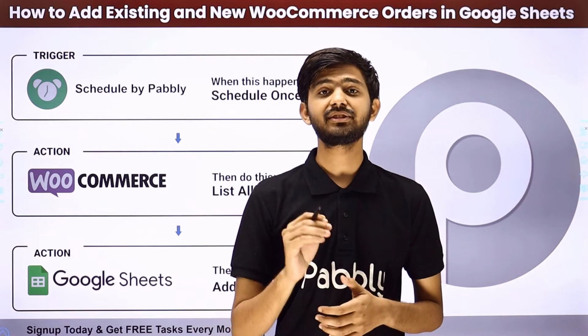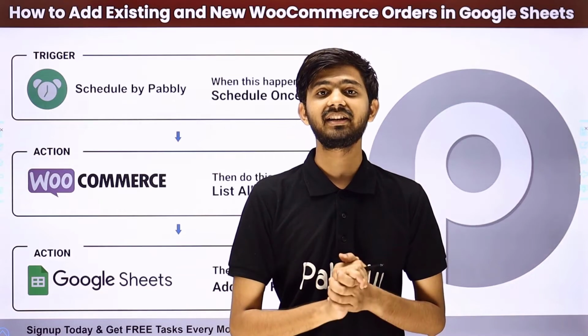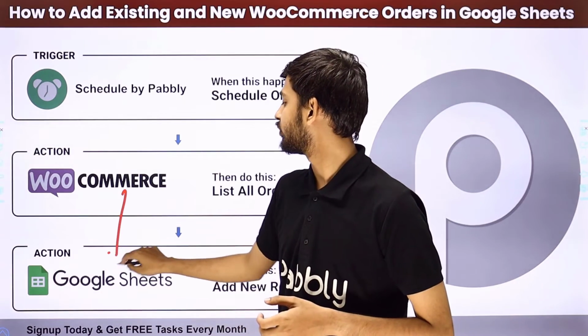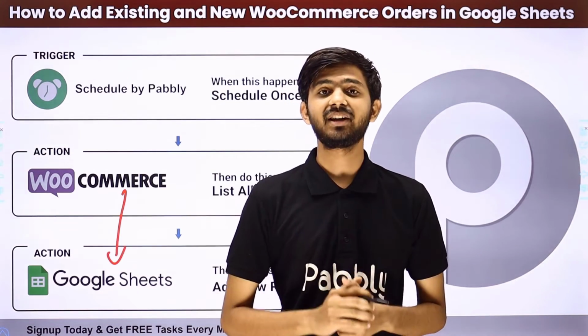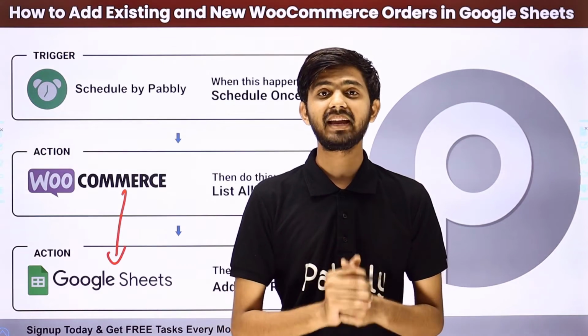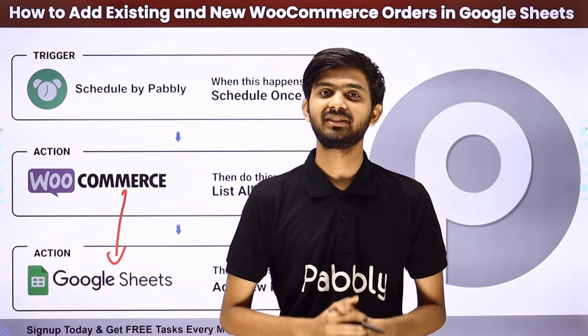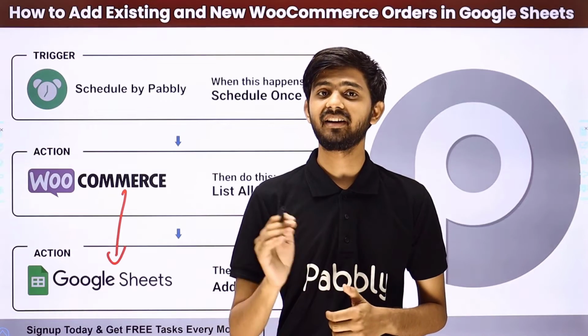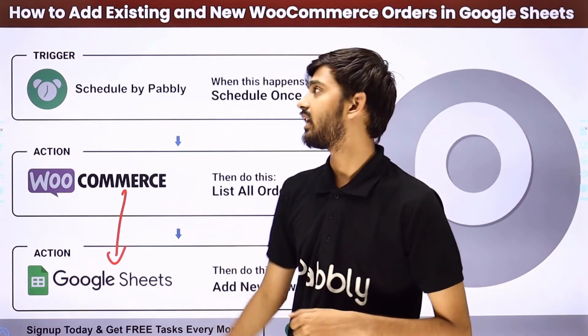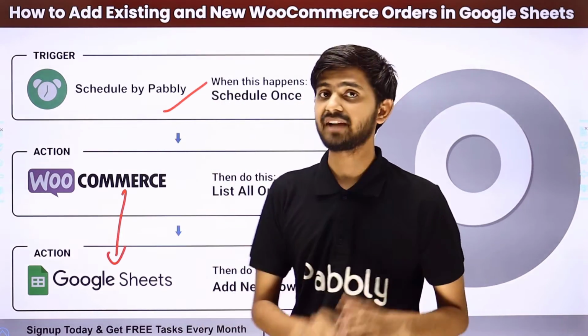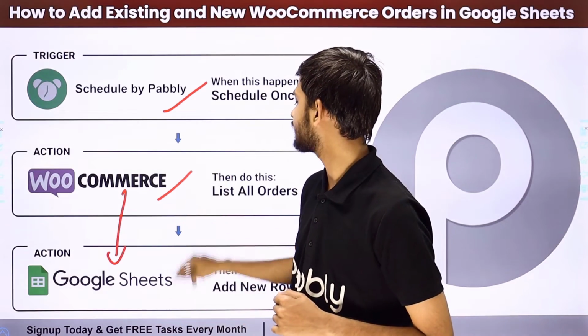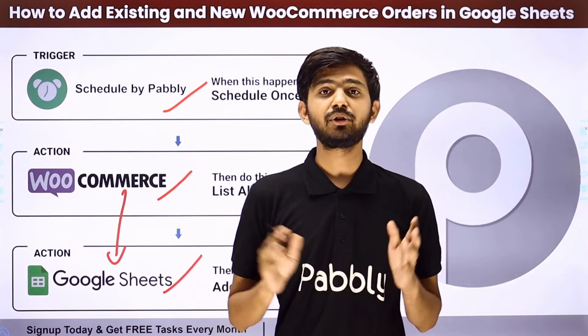For this, I will first schedule my workflow and I will create an integration between WooCommerce and Google Sheets. For creating this integration, I'm going to use Pabbly Connect, which is an amazing software for automation and integration. In Pabbly Connect, I'm going to use Trigger and Action. In the Trigger application, I'm going to use Schedule by Pabbly. In the Action applications, I'm going to use WooCommerce and Google Sheets.